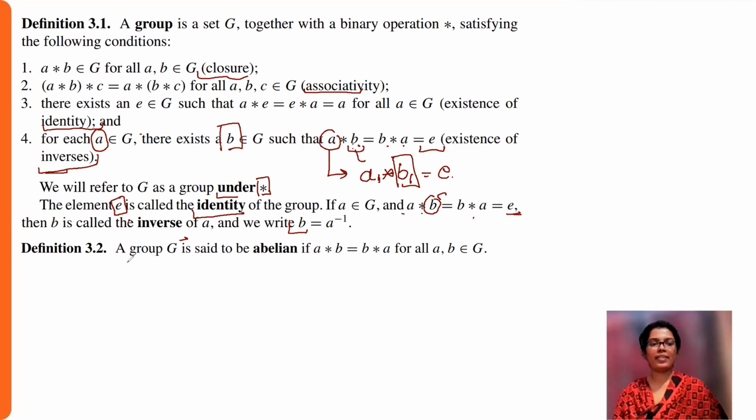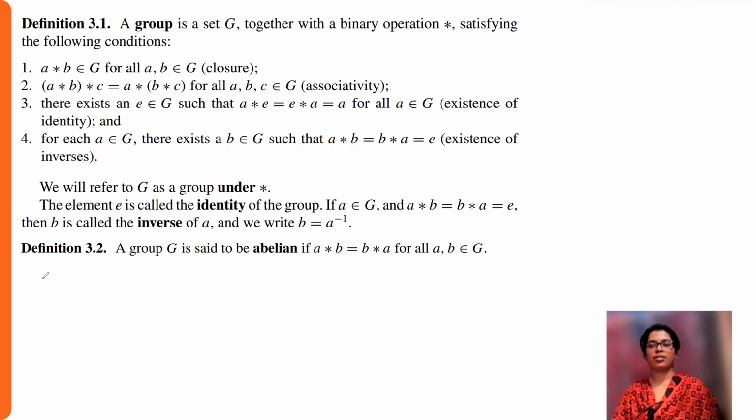Now suppose we are talking about a group G. This group G is said to be an abelian group if we have A star B is equal to B star A. That means what? A binary operation with B is equal to B binary operation with A for all A, B belongs to G. In that case, we say that the group G is abelian. Okay. So till now we have understood what is the definition of group. Now let us see a few examples of group.